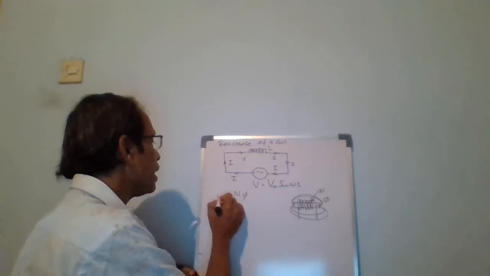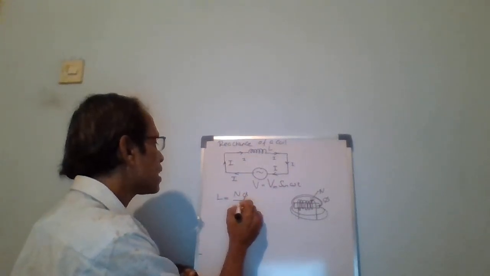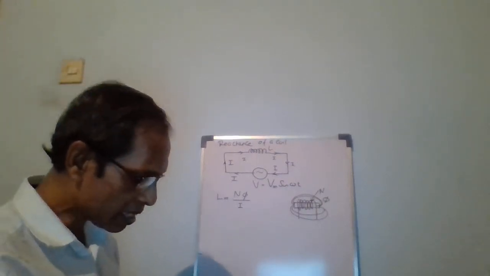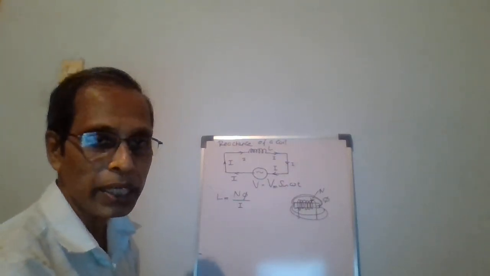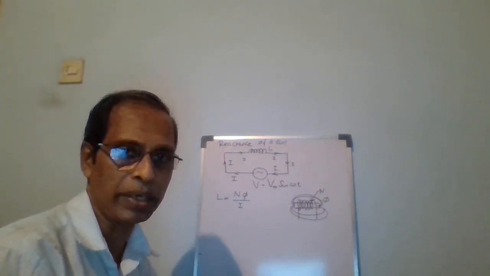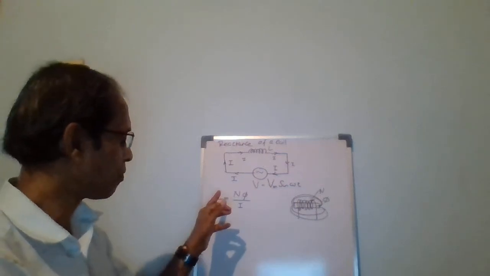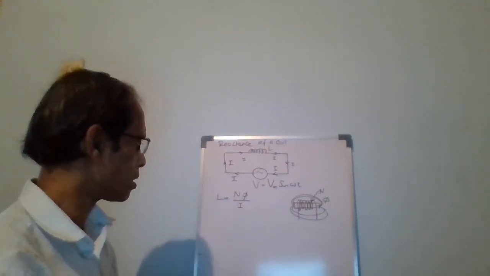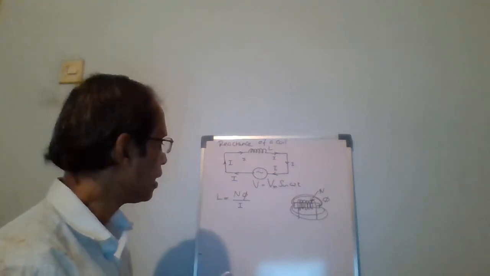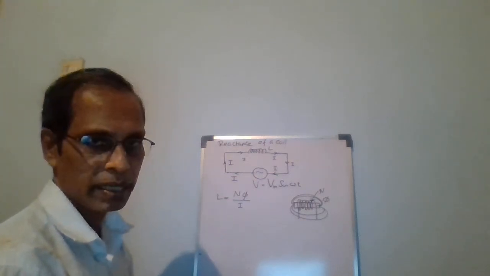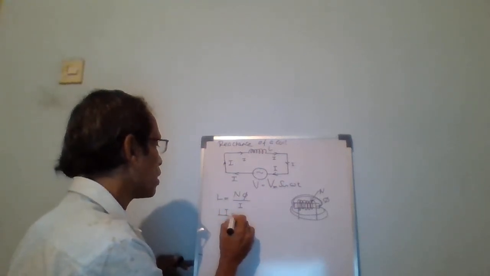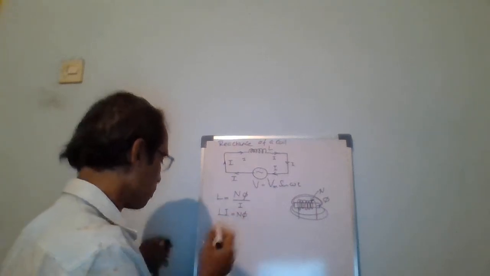Now, inductance is defined as the flux linkage per unit current. We can display the result like this: L is equal to n phi divided by I. Then we can write finally L I is equal to n phi.